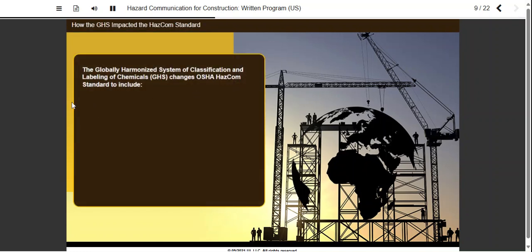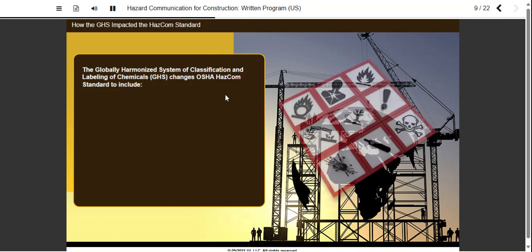The global health and safety community, including OSHA, agreed to adopt a common, globally harmonized system of classification and labeling of chemicals, or GHS, to reduce worker confusion, injuries, and illnesses. Many countries had to revise rules, regulations, and standards regarding the communication of chemical safety information when they agreed to adopt the GHS. Changes to the U.S.